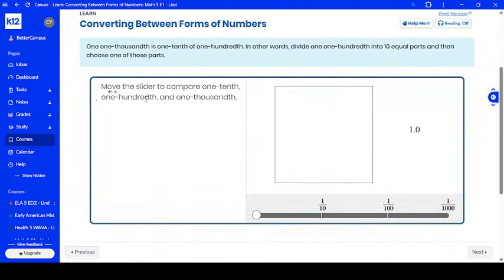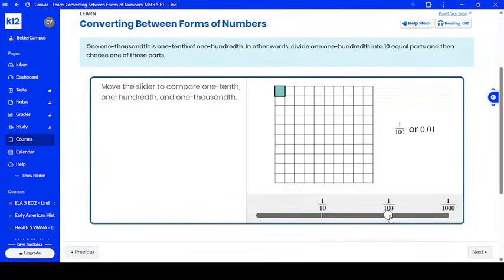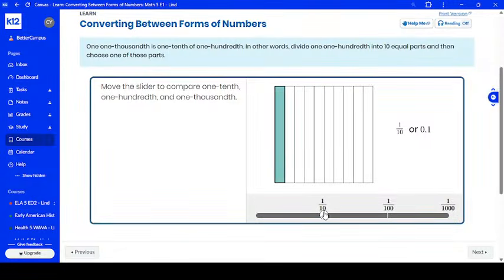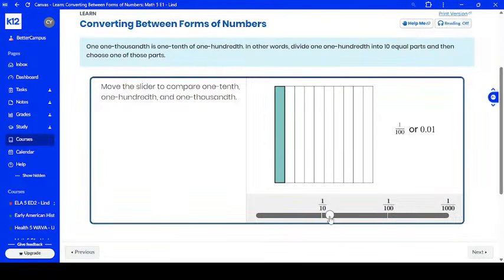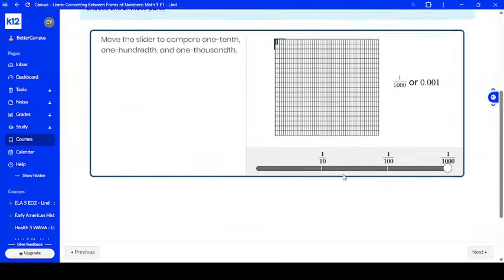Move the slider to compare 1/10, 1/100th, and 1/1000th. This is 1/10, this is 1/100th, and this is 1/1000th. That is a very small piece compared to the tenths. Look how big the tenth is and how small the thousandth is.